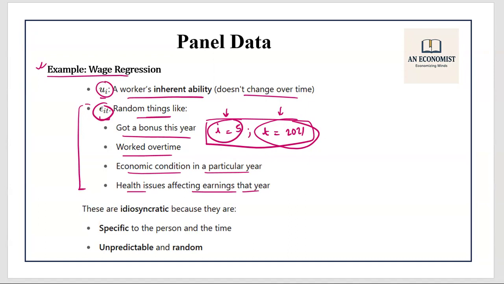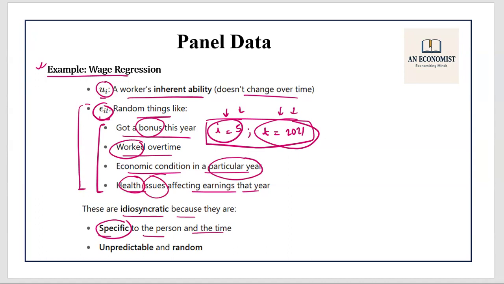For example, inherent ability. Now see here that these are idiosyncratic because it is specific to a person and a particular time. Every point that I have discussed so far is specific to a person. Because a specific person is working overtime, a specific person is getting the bonus. For a specific year, economic condition is getting better or is getting worse. And for a specific person, you will have health issues. So it is basically specific, either to a specific entity or for a specific time point. And the second thing is that it is unpredictable, random in nature. That is why it is an error. It is essentially an error.